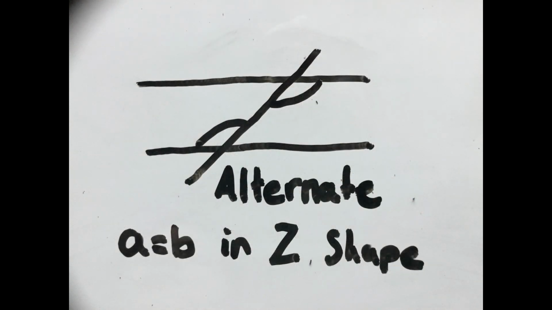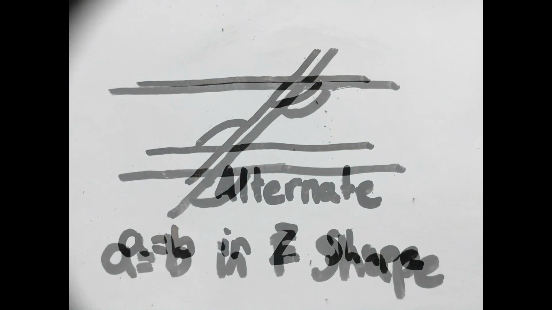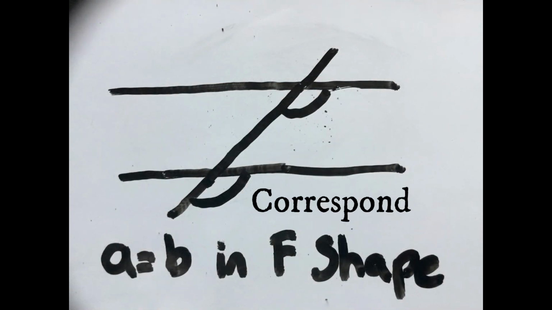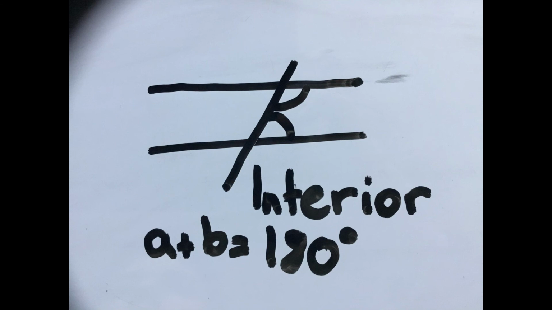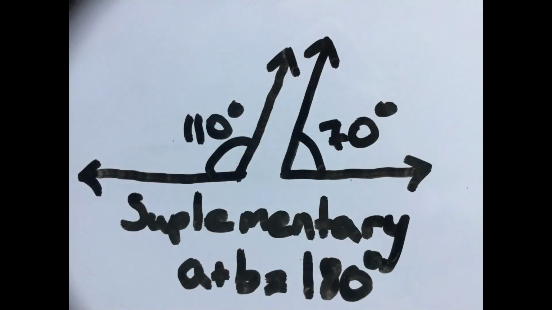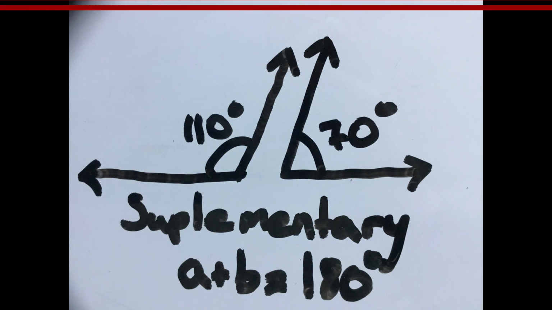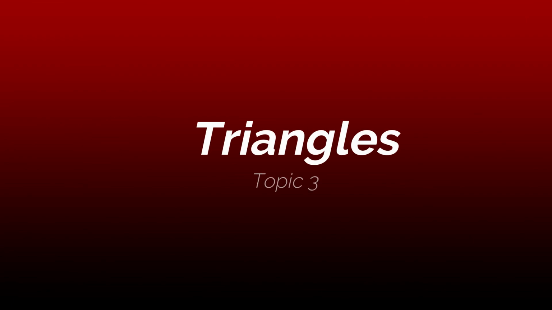We have alternate angles, A equals B, when they're placed in a Z shape along two parallel lines. And the same two lines in an F shape are corresponding angles, which is A equals B as well. We have interior angles on the same two lines where A plus B equals 180 degrees, and we have supplementary angles, which do not need to be adjacent, but otherwise they're the same as the straight line.